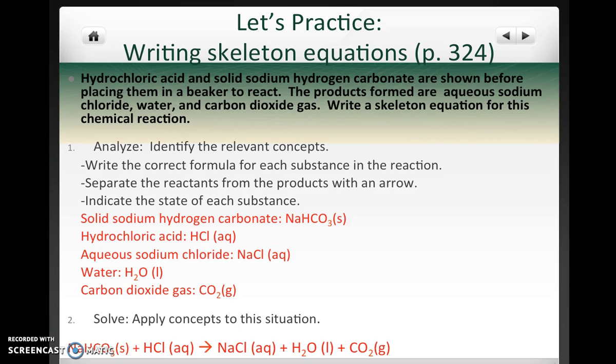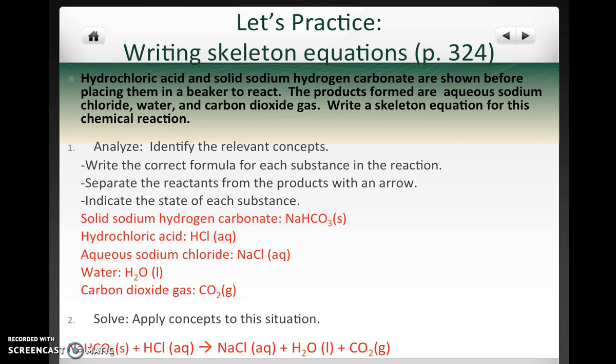All right, so now you have practice. This is from page 324, writing skeleton equations. You start with hydrochloric acid and solid sodium hydrogen carbonate, and you allow those two to react. So you put them together. The products are aqueous, so it's a solution of sodium chloride, water, and carbon dioxide gas.